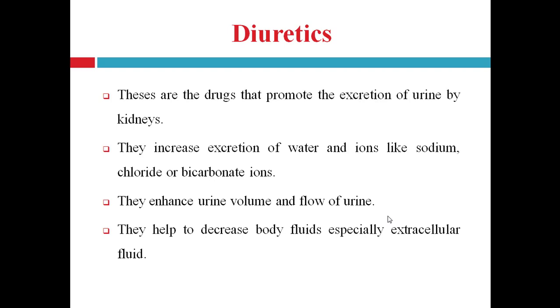Diuretics are the drugs that promote the excretion of urine by the kidneys. Diuretics cause an increase in excretion of urine by the kidneys. So, how do they increase the excretion of urine? They increase the excretion of water and ions like sodium, chloride or bicarbonate ions into the urine, and that's why they increase the volume of the urine as well as the flow of urine.